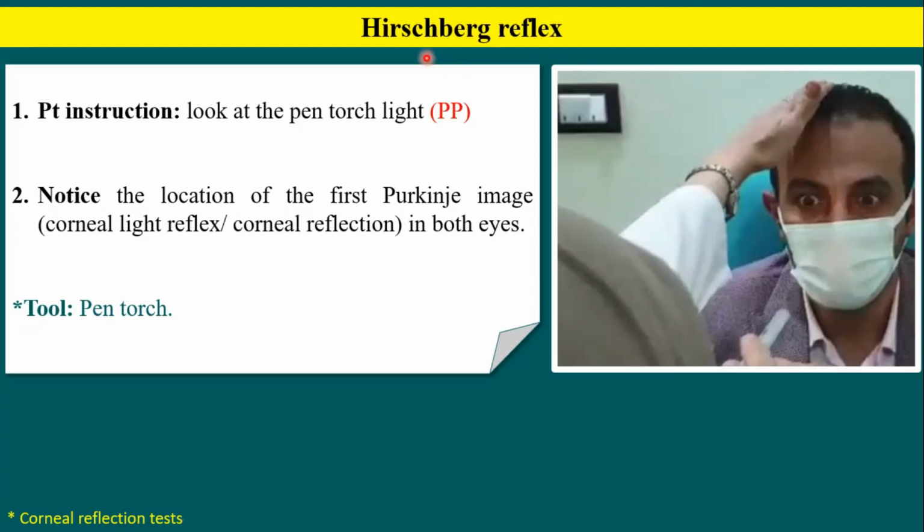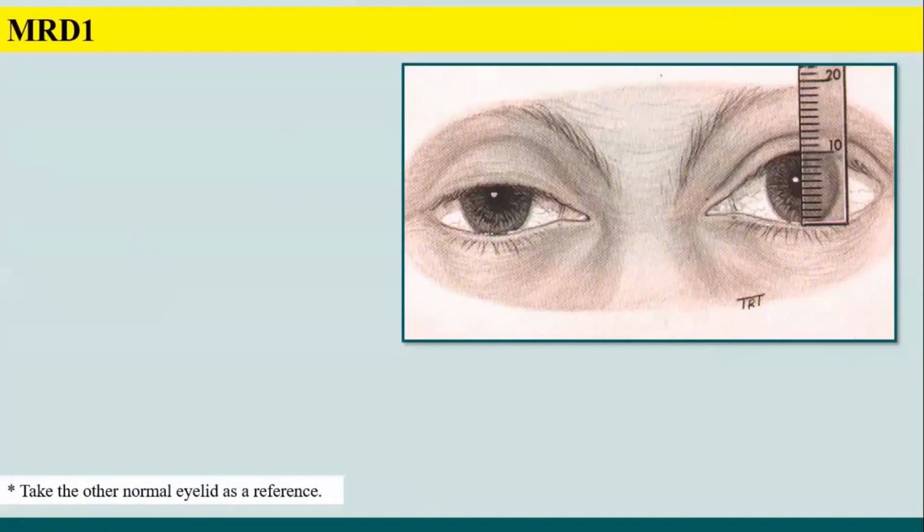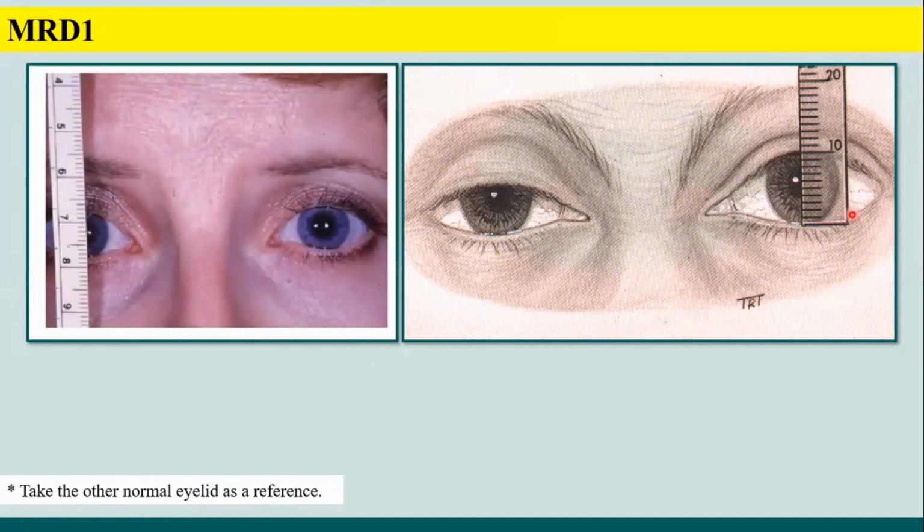But if you are going to do the Hirschberg reflex or Hirschberg test, you have to ask the patient to look at the pen torch at the primary position, as I just mentioned. After you do Hirschberg, you measure the MRD1. It doesn't matter whether it is a transparent ruler or an opaque one. Try to keep it just in the middle of the fissure in coaptation with the reflex and measure the distance between the reflex and the upper lid margin.